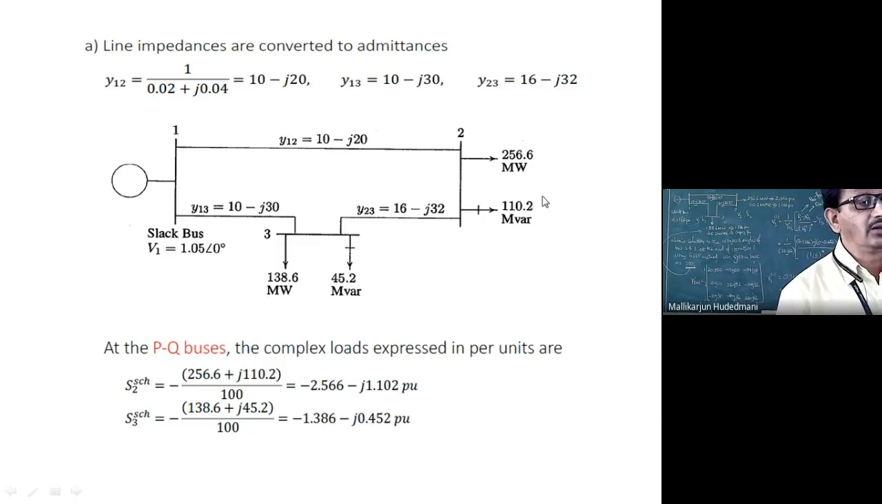The author has done this calculation as the load at bus 2 is taken inside the bracket. How has it been done? 256.6 plus j110.2 divided by 100. Outside there is a minus. What does this minus refer to? Zero in the active power generation, Pg, and zero in the reactive power injection, Qg. When I make the subtraction, it will become the expected term. Therefore, it is directly written in this form.